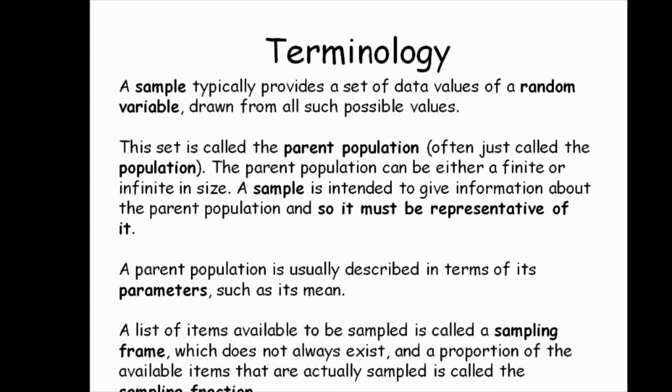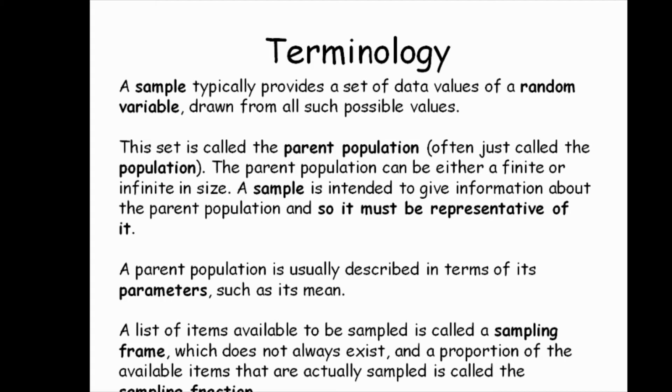A list or other representation of items available to be sampled is what we call the sampling frame. This could, for example, be a list of sheep in a flock, or a map marked with a grid, or an electoral register. In many situations, no sampling frame exists, nor is it possible to devise one. So, for example, if you're looking at a particular fish in a particular ocean, you physically can't do it.